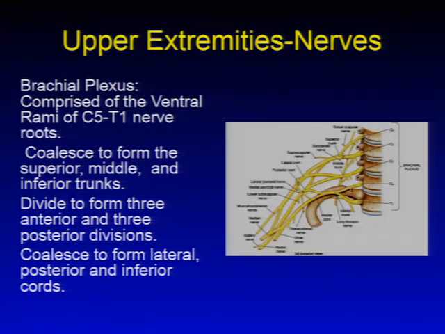Now we will discuss the nerves of the upper extremity. The brachial plexus and its branches provide most of the innervation of the upper extremity. The brachial plexus is comprised of the ventral rami of the C5 through T1 nerve roots. These roots then coalesce to form the superior, middle, and inferior trunks, divide to form 3 anterior and 3 posterior divisions, and then coalesce to form the lateral, medial, and posterior cords.